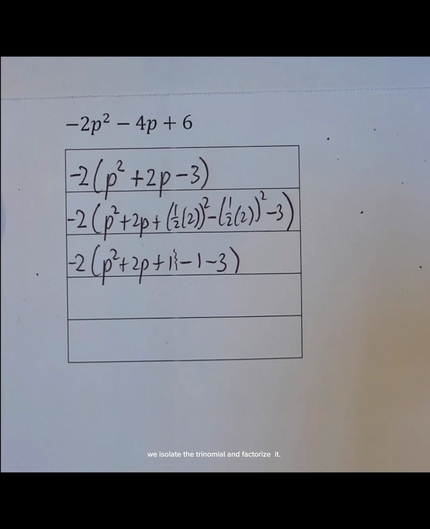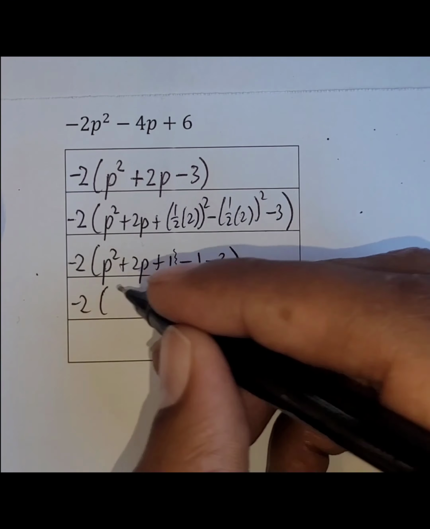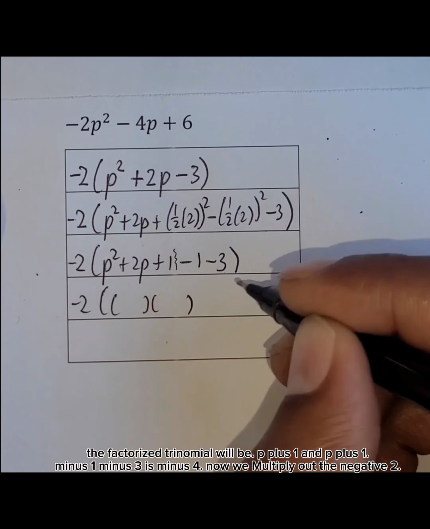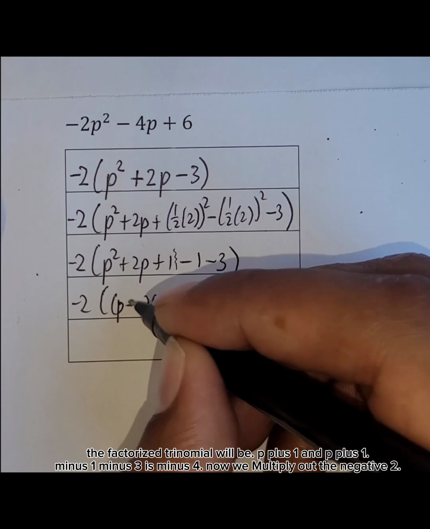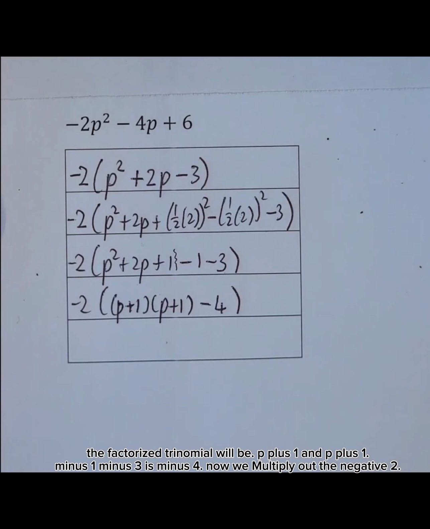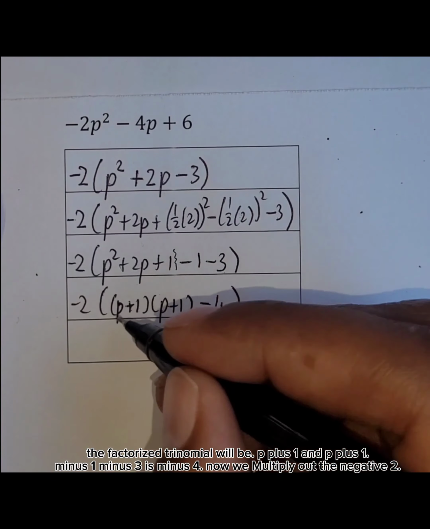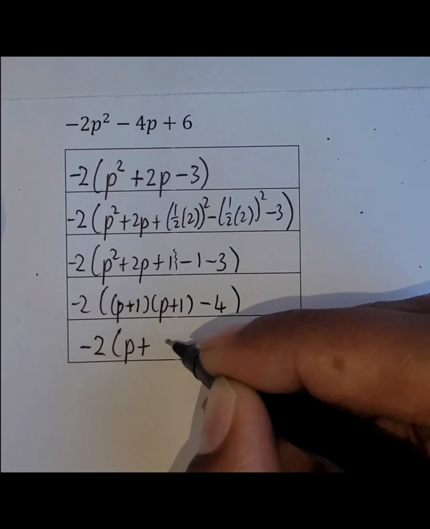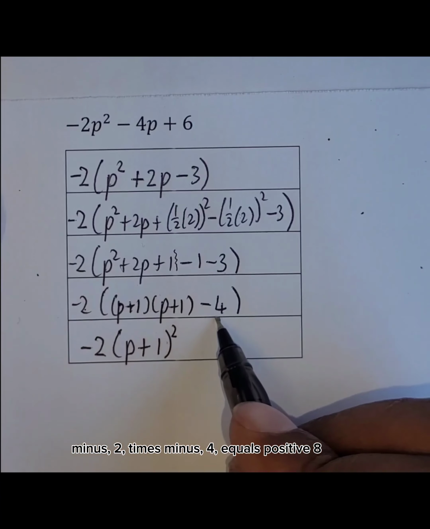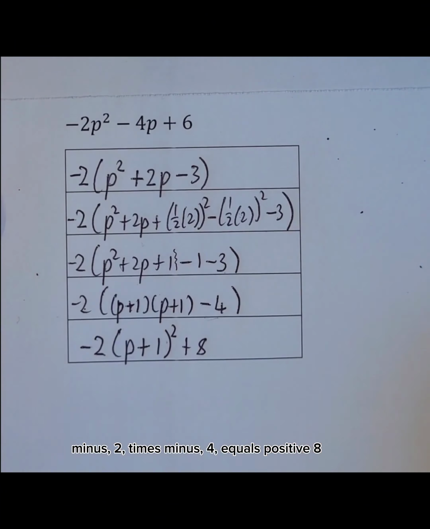We isolate the trinomial and factorize it. The factorized trinomial will be (p + 1) and (p + 1). -1 minus 3 is -4. Now we multiply out the -2. -2 times -4 equals +8.